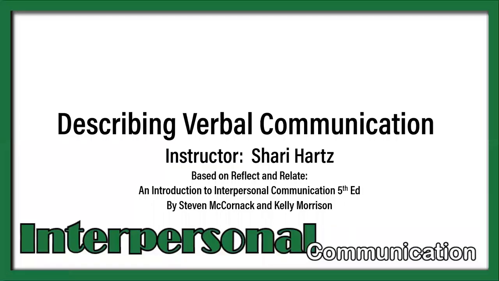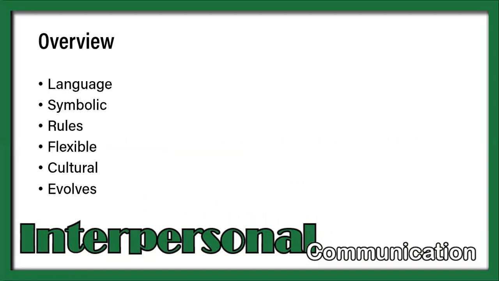Now we're moving on to verbal communication and starting off with the idea of how we describe verbal communication. So what we're going to focus on is just language in general. And then there's 5 elements that go into verbal communication. The first one is that it's symbolic. The second one is that it's oriented around rules. The third one is that it's flexible. The fourth is it's cultural. And then the last idea is that it's evolving.